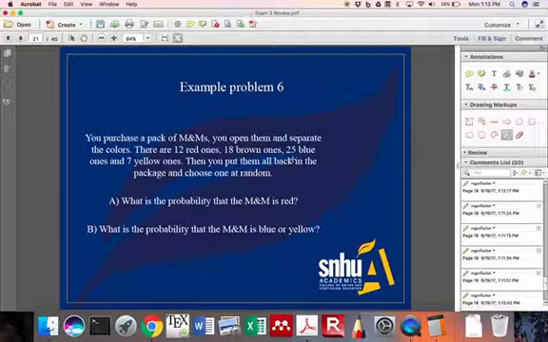We have a pack of M&Ms. You open them and separate the colors. So we've got 12 reds, 18 browns, 25 blues, and 7 yellows. I didn't write this problem. I wonder if someone actually opened a pack of M&Ms and counted them. That would be fun. Now I want M&Ms.